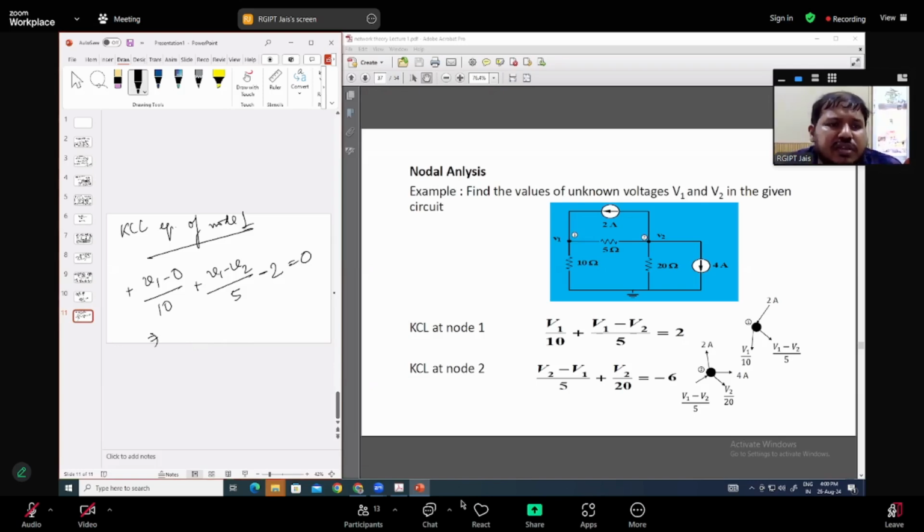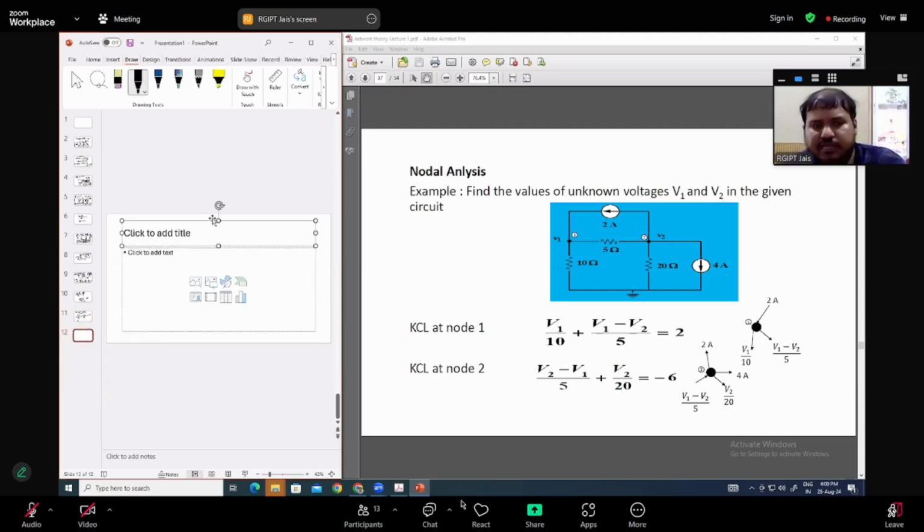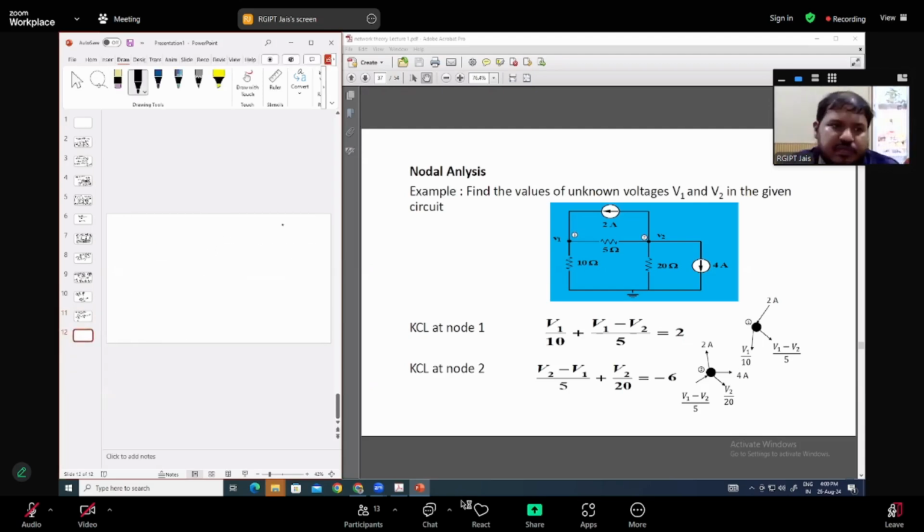Now there are two unknowns, V1 and V2, but with a single equation and two unknowns you cannot solve. So we require another equation. For that, we have to write the KCL equation at node 2.